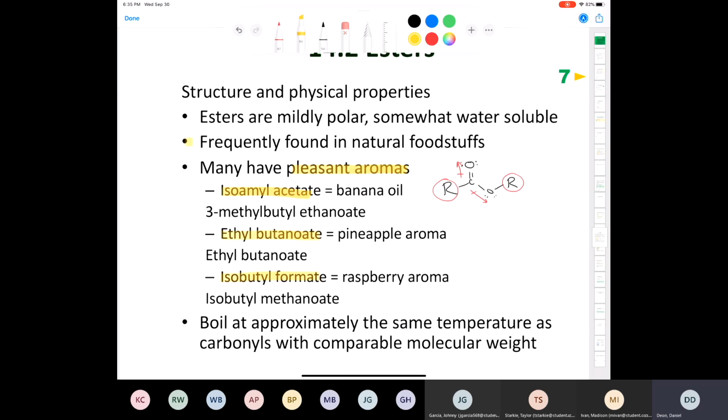And we actually get a chance to make a few esters in the lab, and we'll get to determine their odors in the lab. So that's kind of interesting. It says here, they boil at approximately the same temperature as carbonyls with comparable molecular weight.